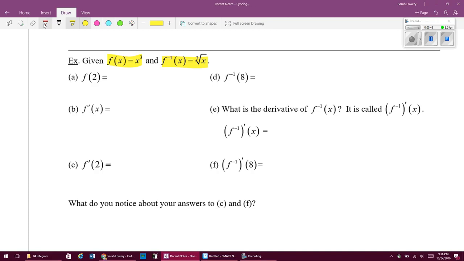You should know that. You can prove it on your own. Switch x and y, solve for y. Okay? So let's get some basic information. Number one, f of 2. I'm going to plug into my function and say, hey, what's 2 cubed? Well, 2 cubed is 8.